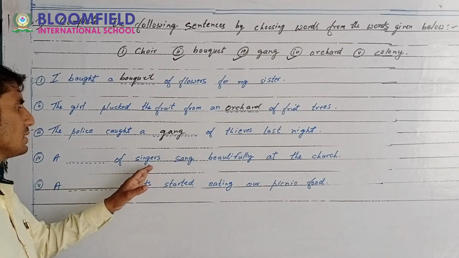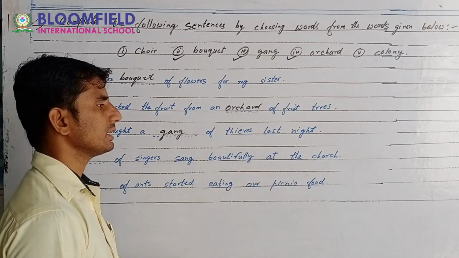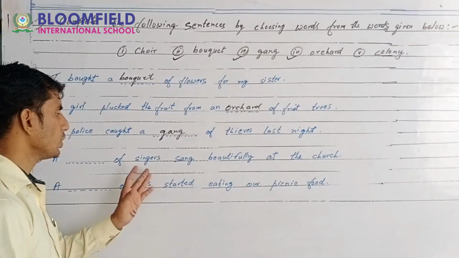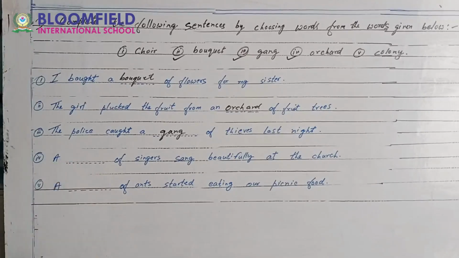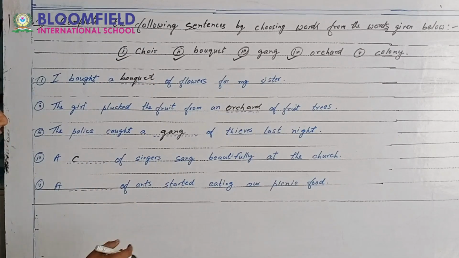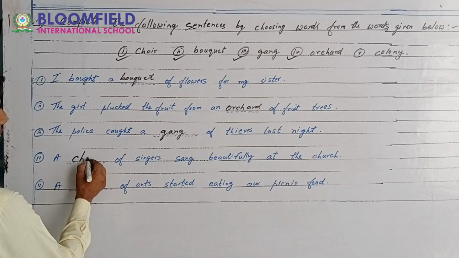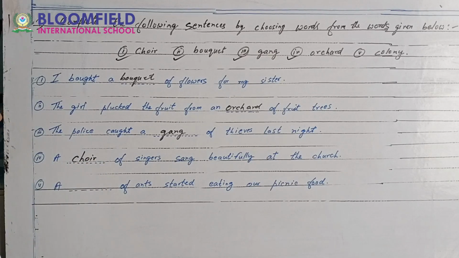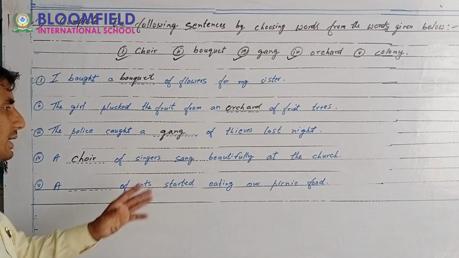A dash of singers sang beautifully at the church. So, a choir of singers. A group of singers is called a choir of singers. A choir of singers sang beautifully at the church.